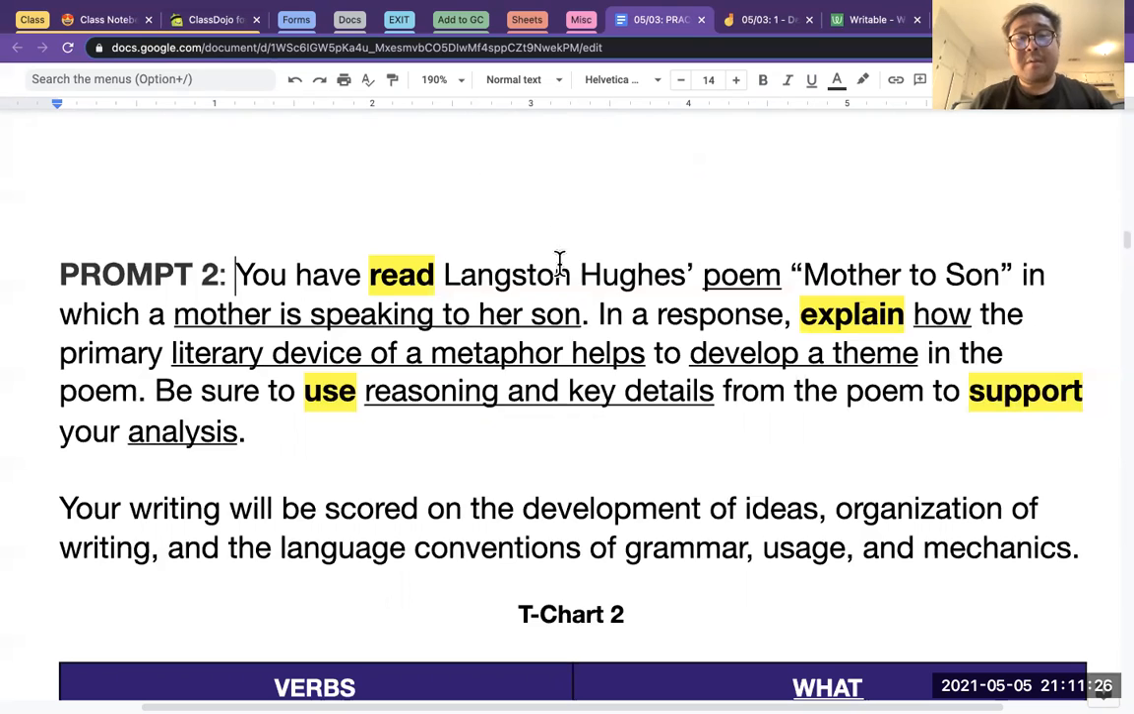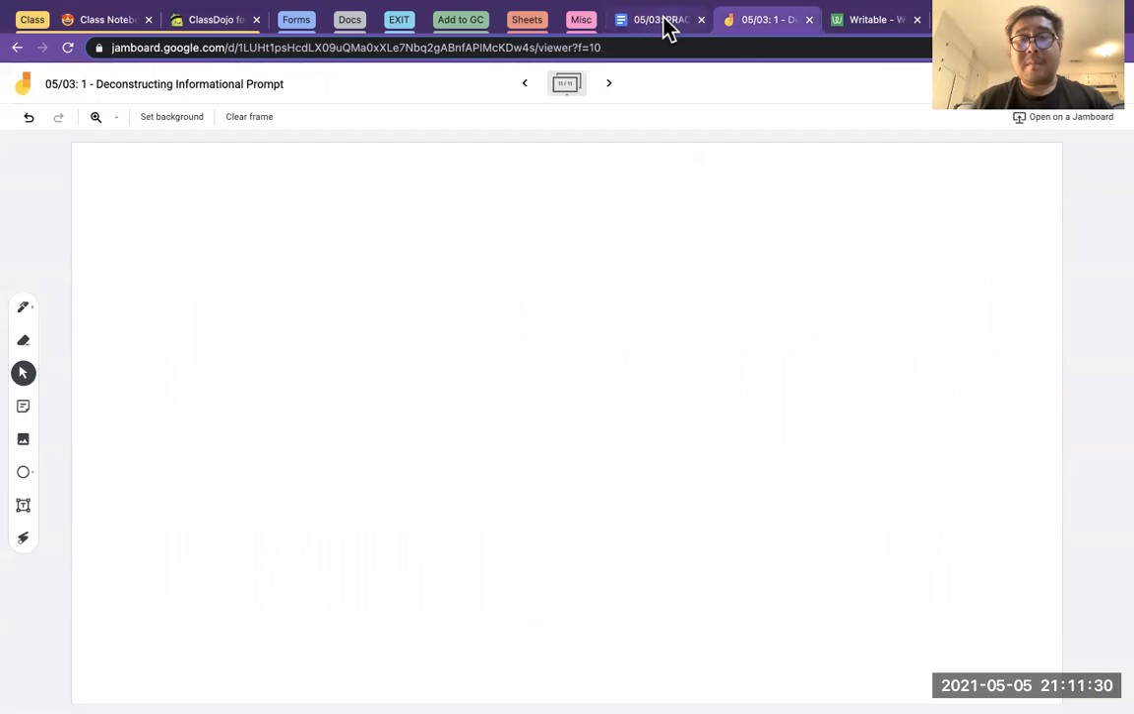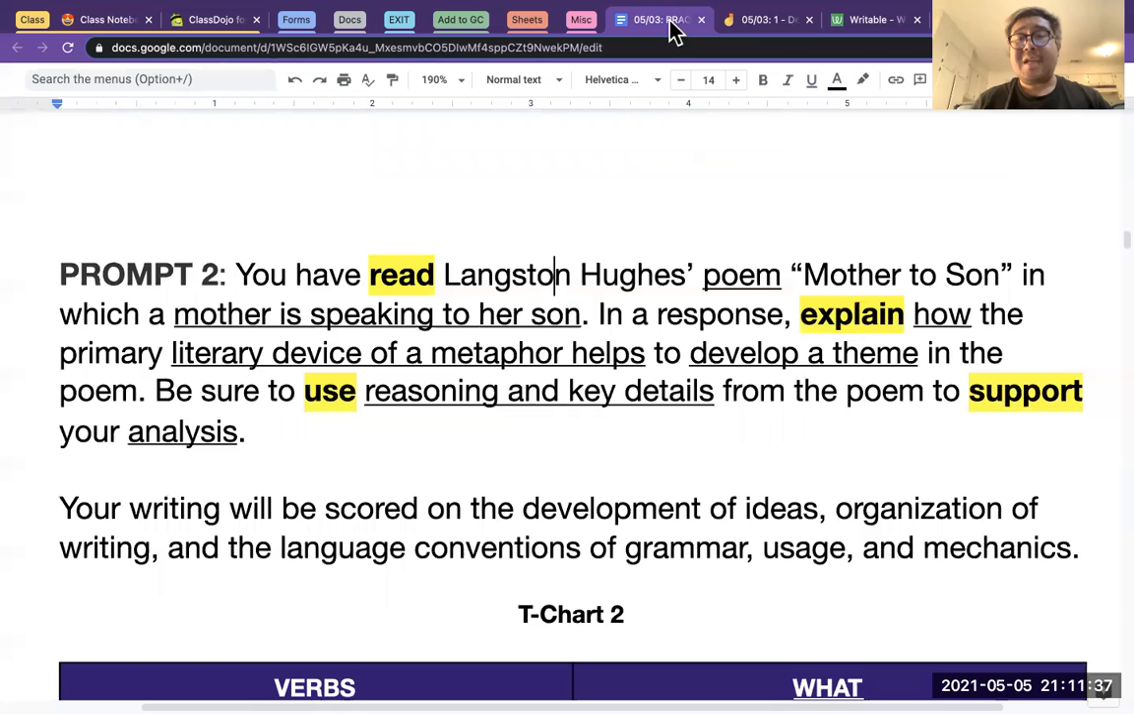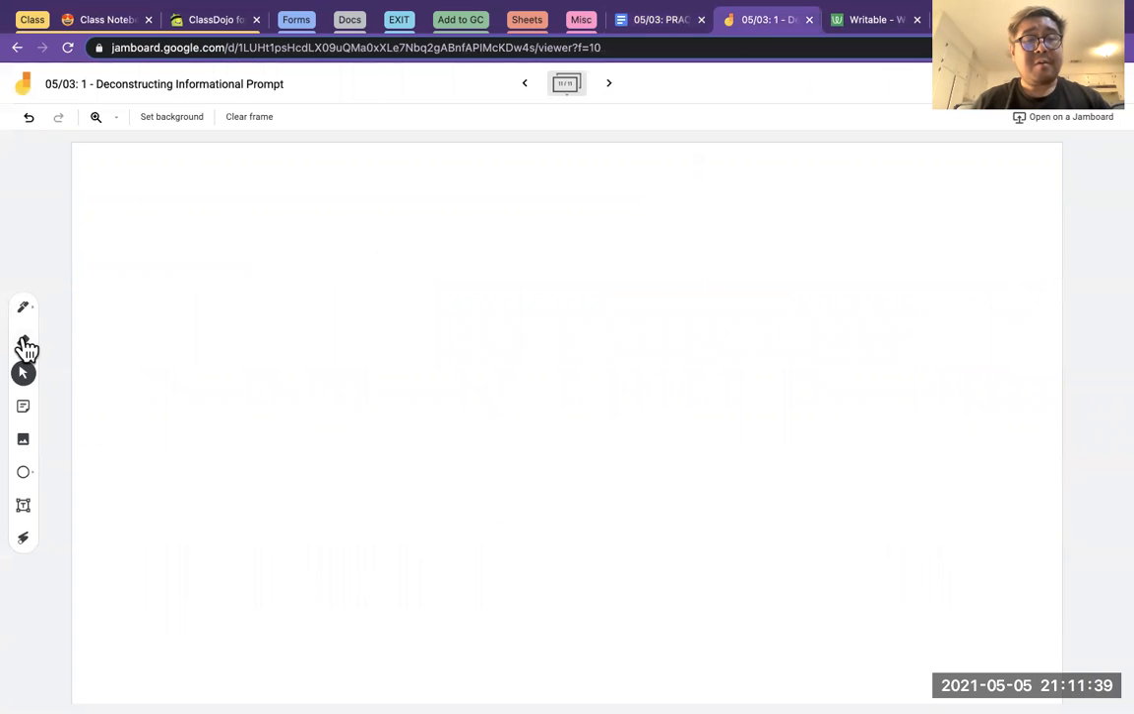Okay? So now we've deconstructed a prompt. No, we haven't fully. We've read the prompt. This is the first step. We've annotated the prompt. This is the second step. And now the third step is to make a T-chart. So let's pretend this is a piece of paper. Here is your T.